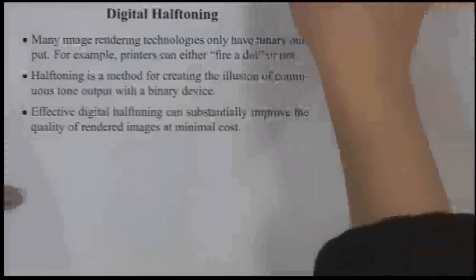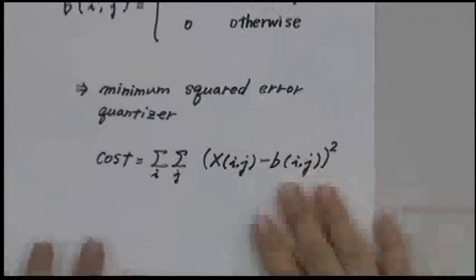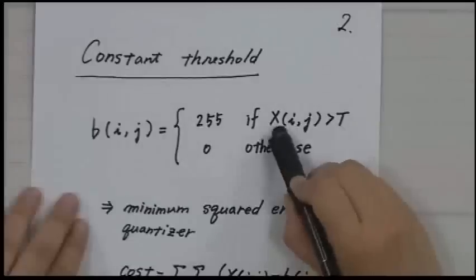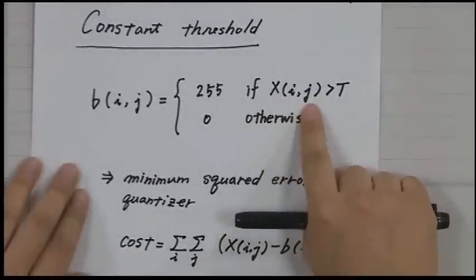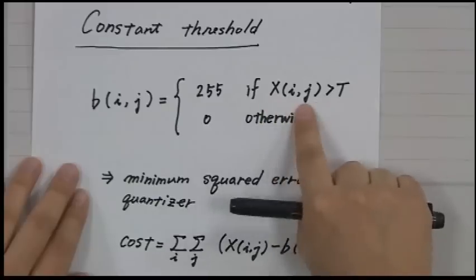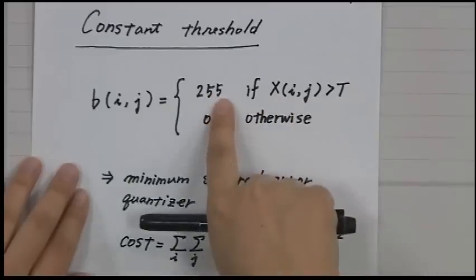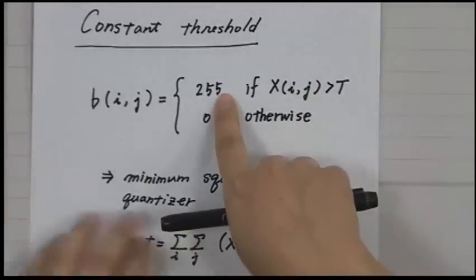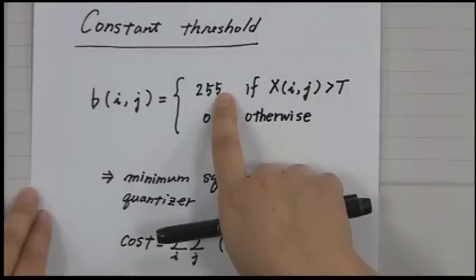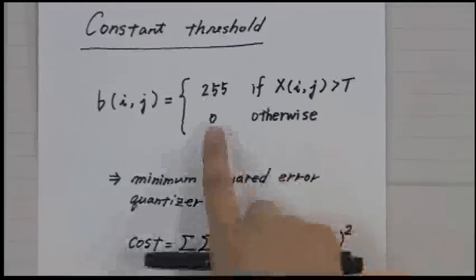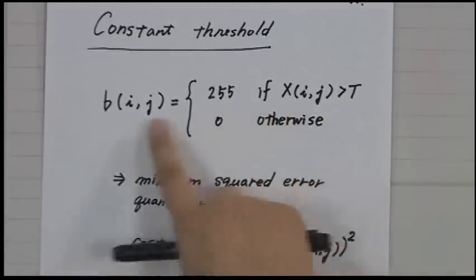So probably the simplest digital halftoning method is constant threshold. X is the input pixel value, and then we introduce a threshold. If the pixel value is larger than the threshold, we set 255, otherwise 0. And in halftoning, 255 is a darker color, so it's black, and 0 is white. So we can do halftoning just by thresholding.